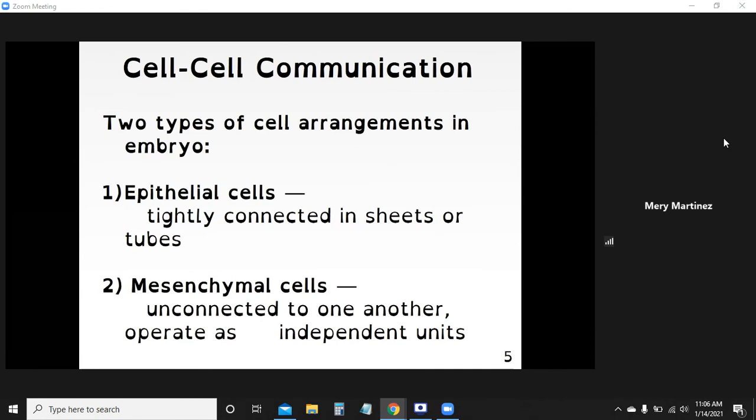So all of these questions concern cell behavior. There are 2 major types of cell arrangements in the embryo. We have talked about them. Epithelial cells that are tightly connected in layers, sheets, or tubes. And then the second one is the mesenchymal cells that are unconnected to one another and operate as independent units.